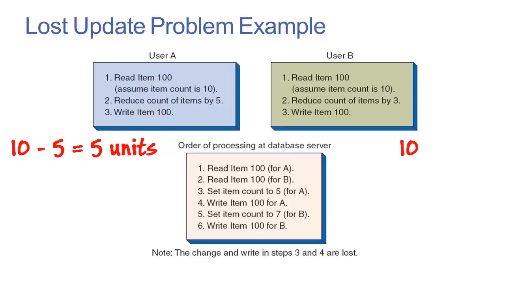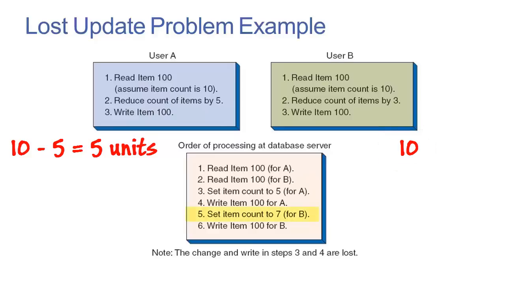That value is then written to the database. So by the time that we reach step 4, inside the database, the number of units available is now 5. The database then proceeds to handle the requests from user B. Recall that the database has told user B that there are 10 units in inventory.